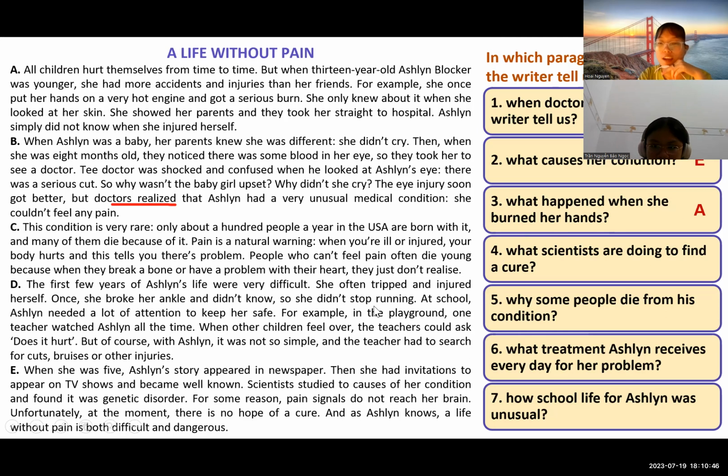Okay, four. What are scientists doing to find a cure? The correct answer here is no. Because you can see that the researchers found out it was a genetic disorder, not what scientists were doing to find a cure. They didn't mention a cure here.